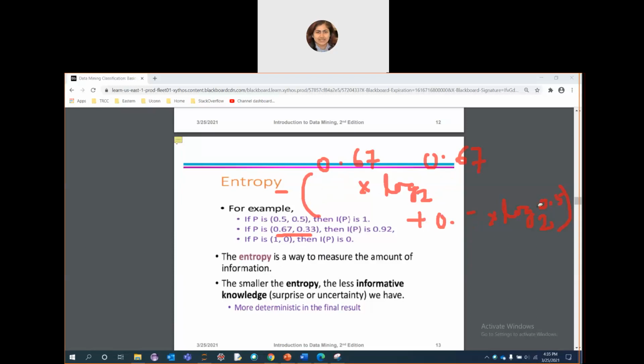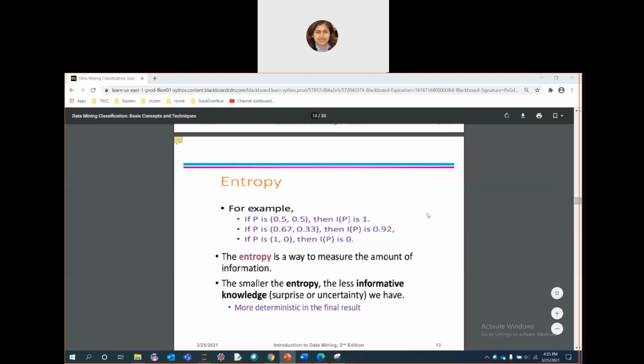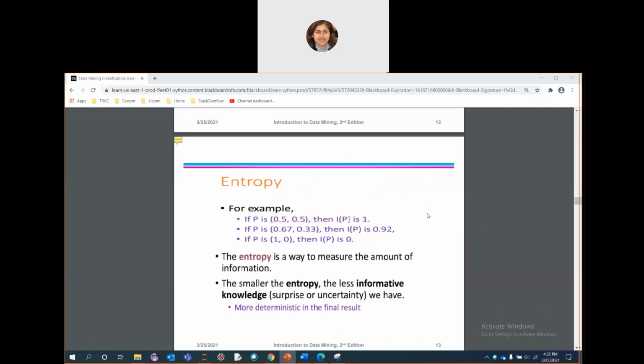Then here also, what we will do, we have 0.33 for the second one, so it will be replaced with 0.33, 0.33. In the same way, calculate the entropy of the probabilistic distribution 1 and 0, and these are the answers you will reveal. So entropy is a way to measure the amount of information for a given data set.